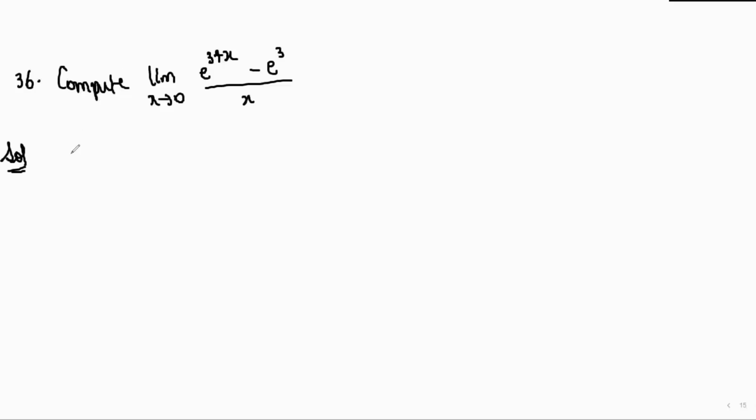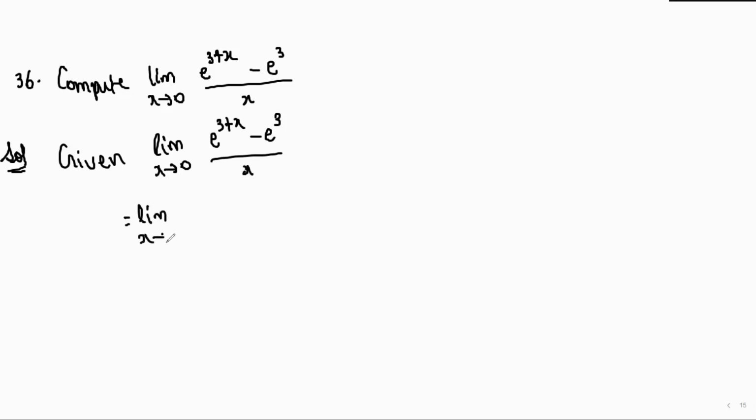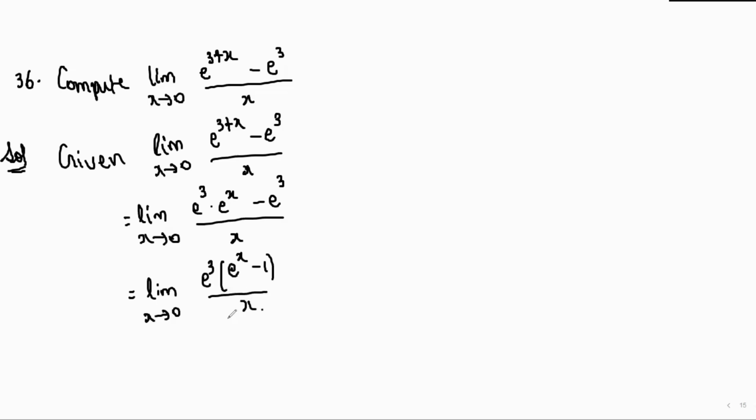Take the next question. Compute the limit as x tends to 0 of (e^(3 plus x) minus e cubed) by x. So first let us write the given limit. That is the limit as x tends to 0 of (e^(3 plus x) minus e^3) by x. We can write e^(3 plus x) as e^3 into e^x. If we take e^3 common, we get e^3 times (e^x minus 1) by x.